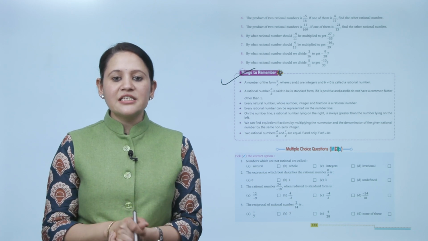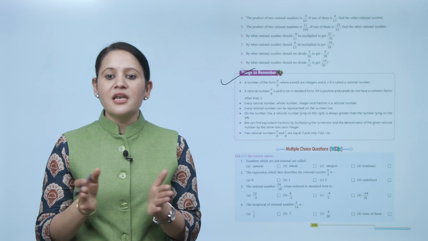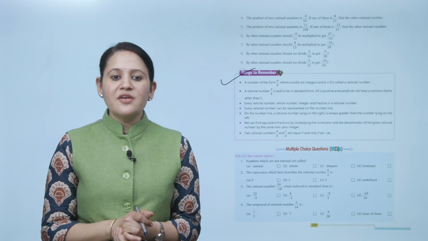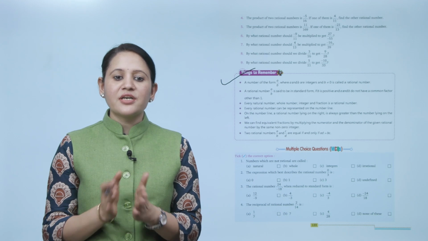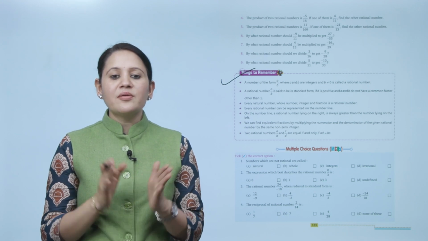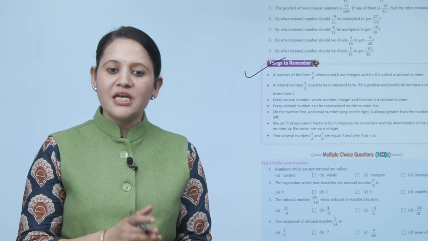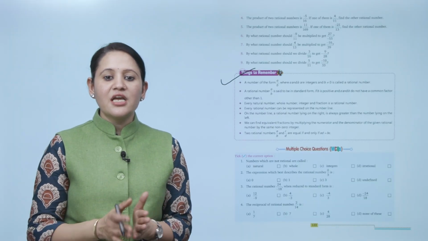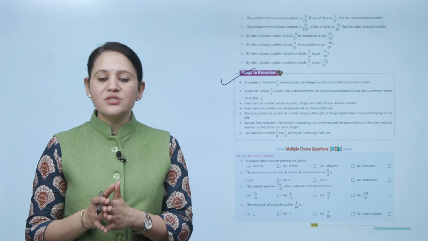On the number line, the rational number lying on the right is always greater than the number lying on the left. We can find equivalent fractions by multiplying the numerator and the denominator of the given rational number by the same non-zero integer. Two rational numbers a upon b and c upon d are equal if and only if a into d equals b into c.